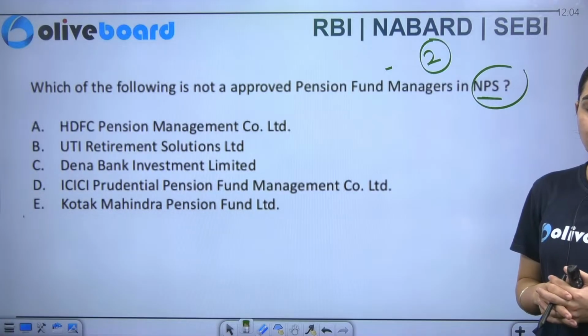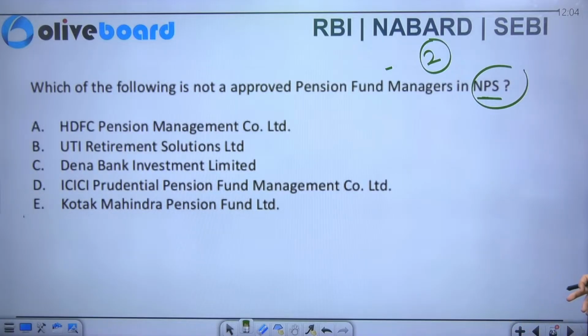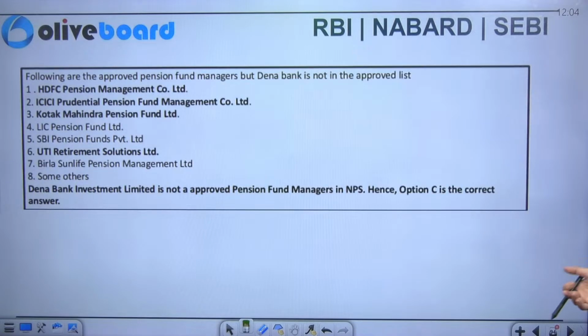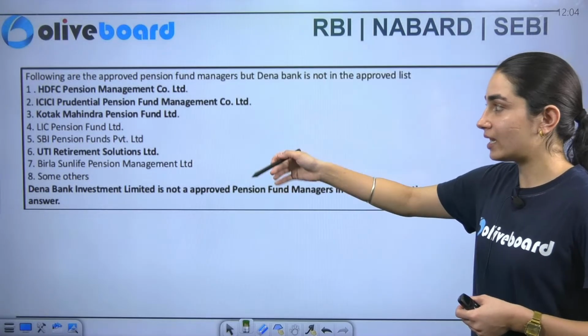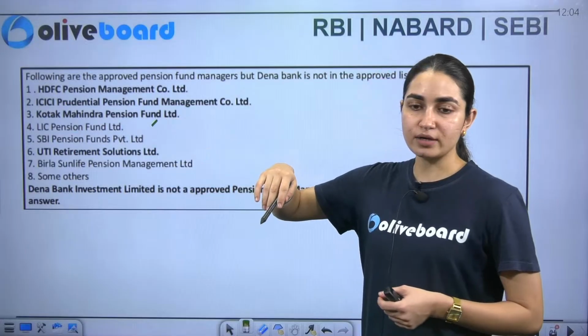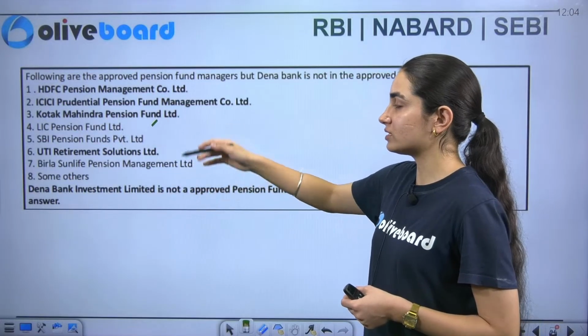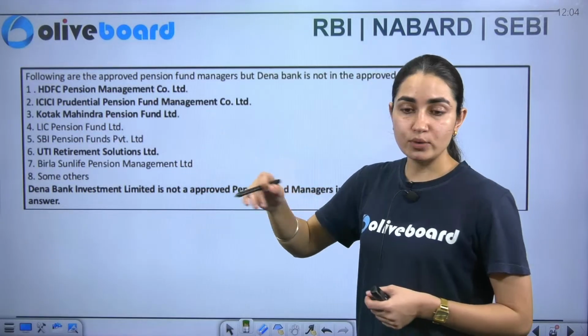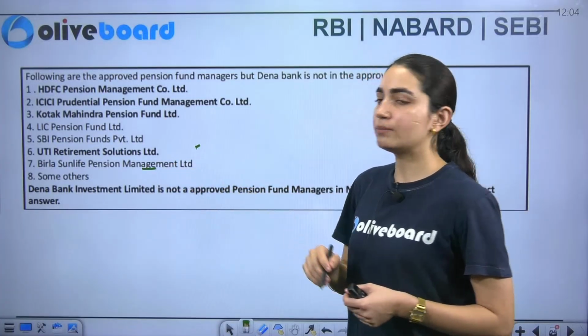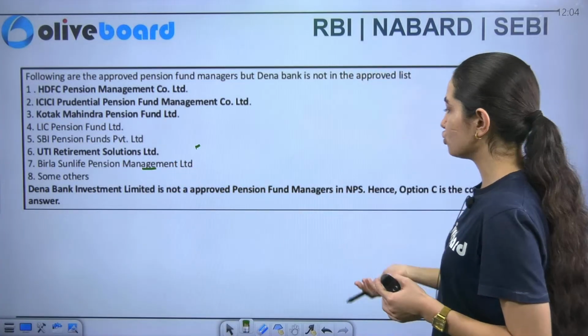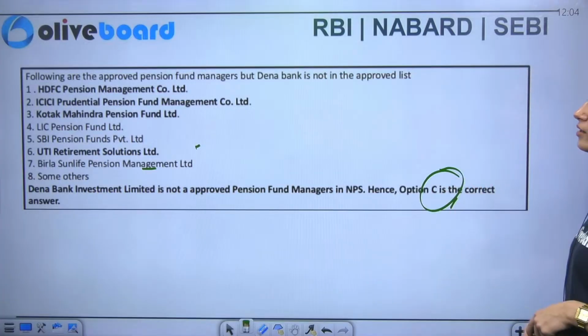Anyone here who wants to respond? All right. Dena Bank Investment Limited is not a part of it. We have other fund managers also, which include HDFC, of course. We have ICICI also, Kotak, and LIC Pension Fund Limited is part of it. Then we have SBI Pension Fund Private Limited. UTI Retirement is part of it. Then we have Birla Sun Life Pension Management Limited, and we have others also. But option C is not a part of it.